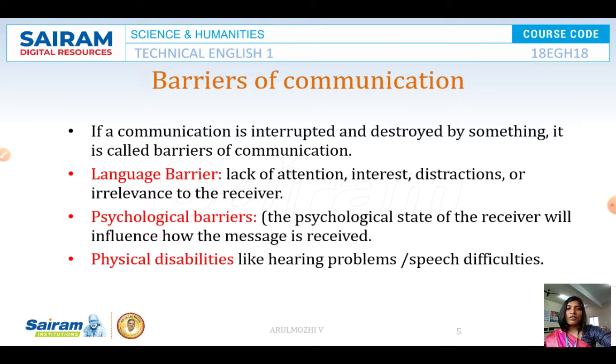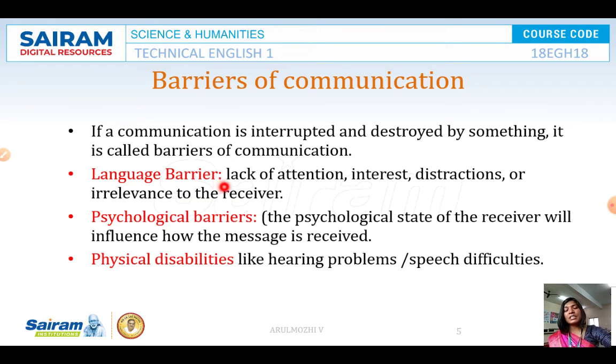What are the barriers of communication? What are the barriers of technical communication? What is a barrier first? If a communication is interrupted and destroyed by something, this is called a barrier of communication. Whatever is disturbing the communication is called a communication barrier. So what is the first barrier? That is the language barrier. Lack of language knowledge is the first barrier of effective communication.